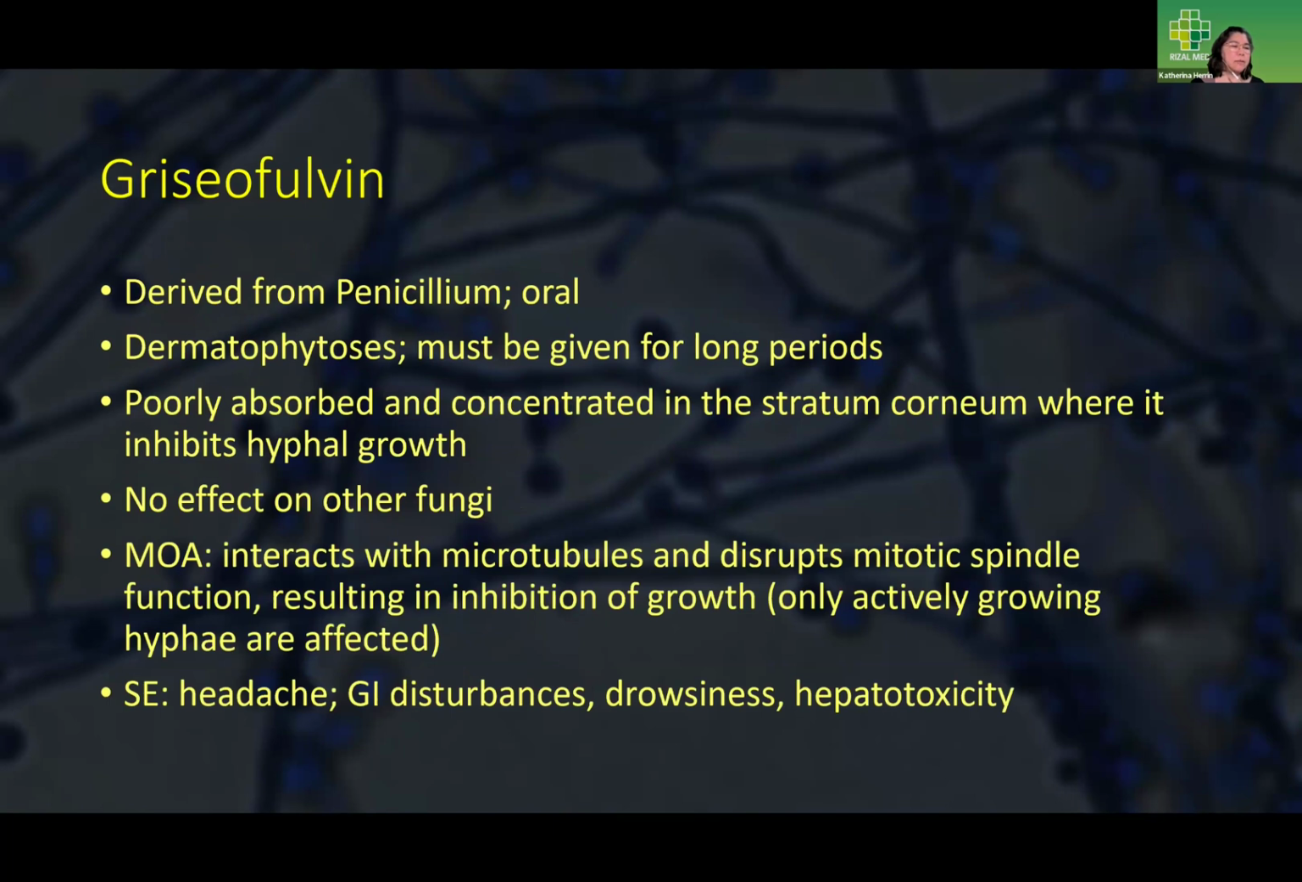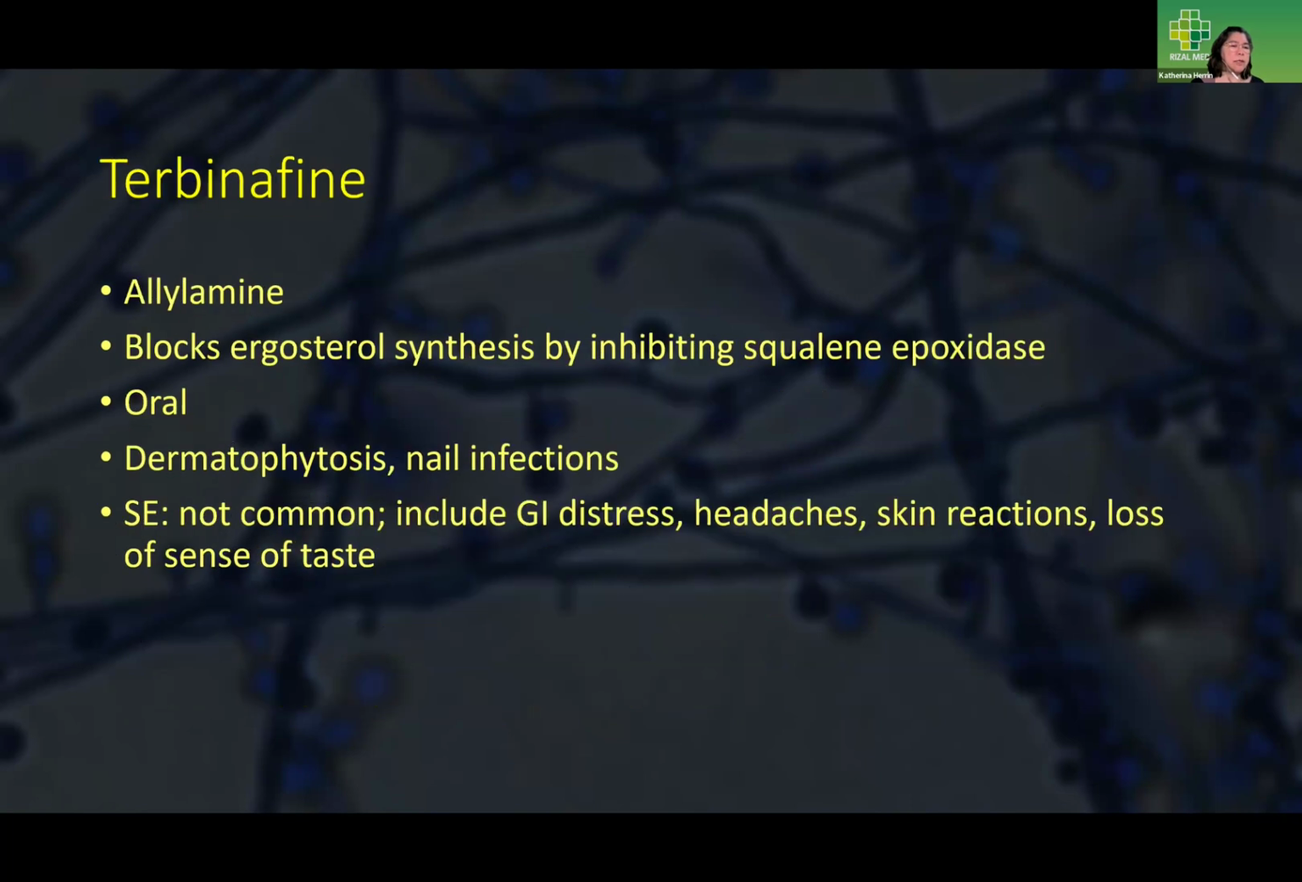Griseofulvin is an orally administered antibiotic derived from Penicillium. It is used to treat dermatophytosis. It's poorly absorbed and is concentrated in the stratum corneum, where it inhibits hyphal growth. It does so by interacting with microtubules within the fungus and disrupting the mitotic spindle function, resulting in inhibition of growth. Terbinafine is an allylamine drug which blocks ergosterol synthesis by inhibiting squalene epoxidase. It is orally administered to treat dermatophyte infections.